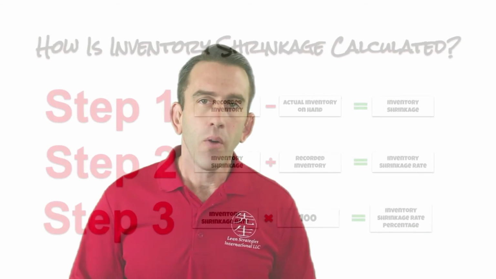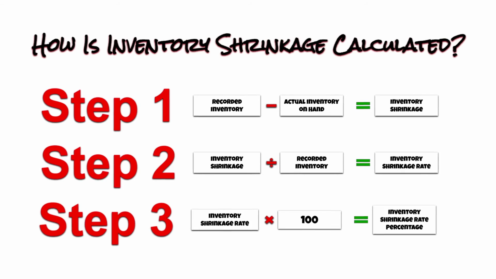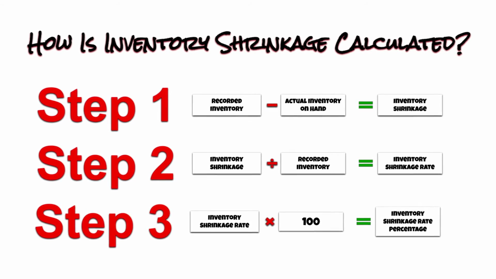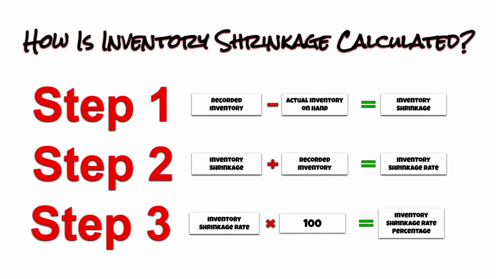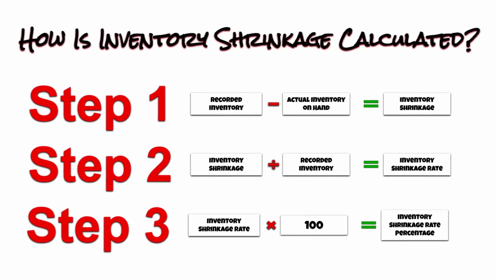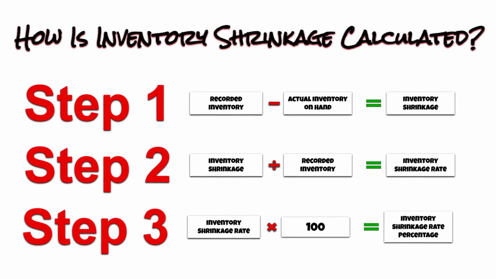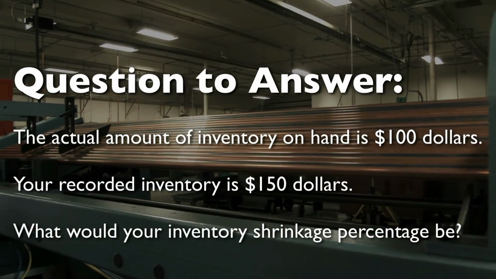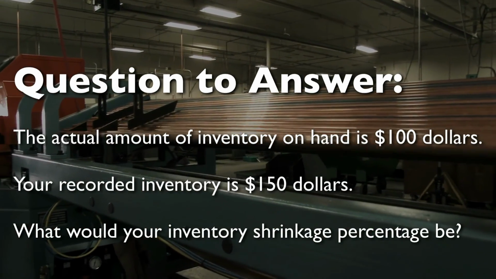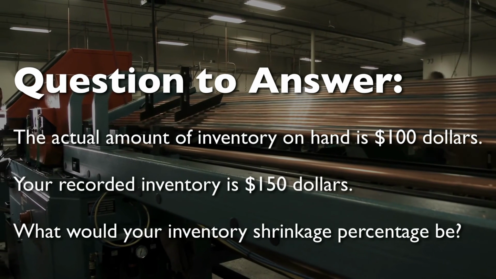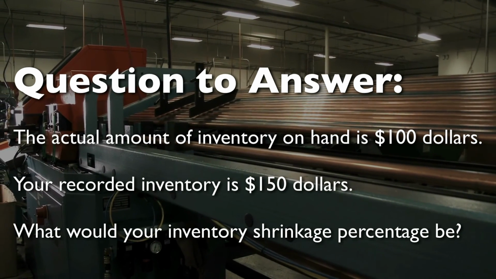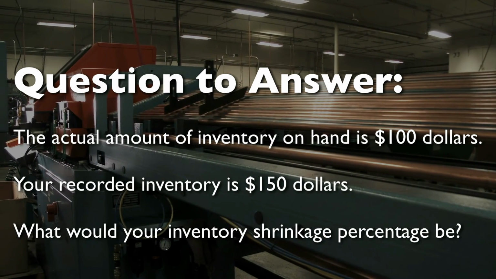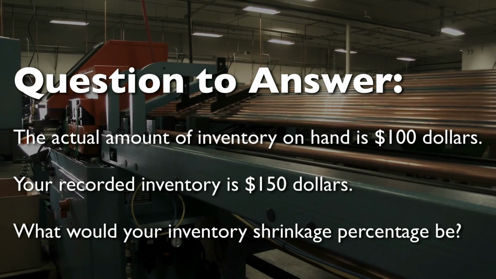Now let's challenge your mind a bit. In this lecture, you learned how to calculate inventory shrinkage. Remember, it is calculated by subtracting the actual inventory from the recorded inventory and then dividing your answer by the recorded inventory. Then you multiply the answer by 100 to convert your answer to a percentage. With this in mind, let's assume that the actual amount of inventory on hand is $100. However, your recorded inventory is $150. What would your inventory shrinkage percentage be?